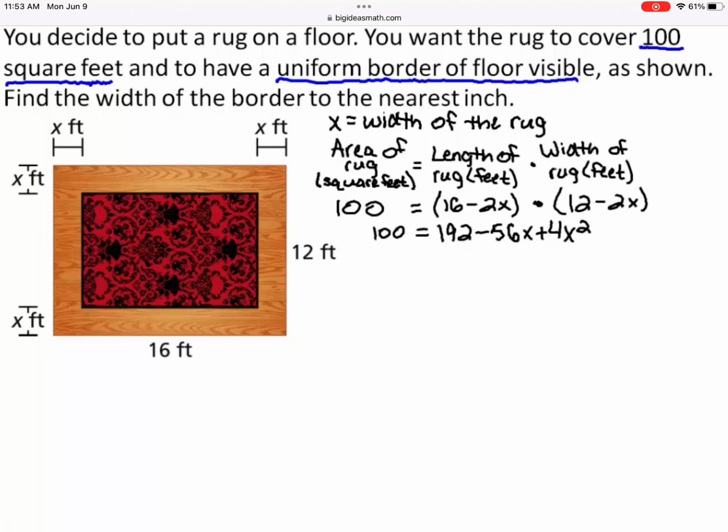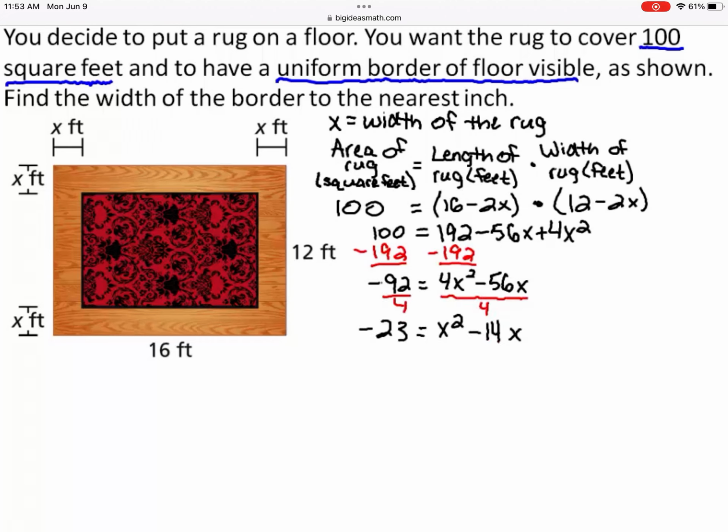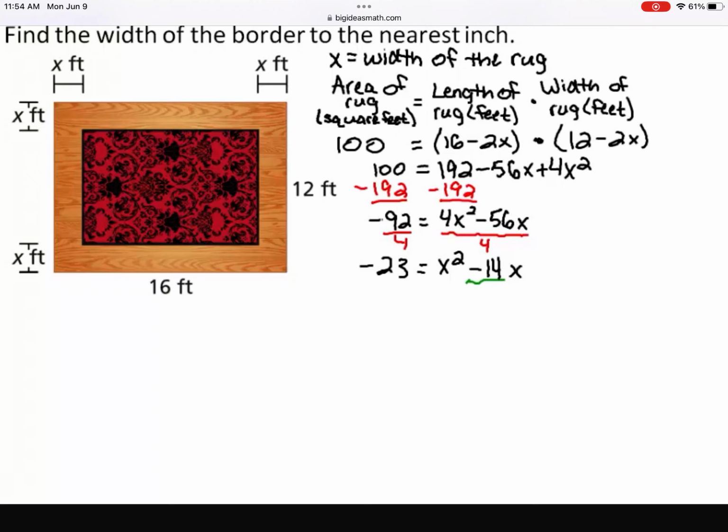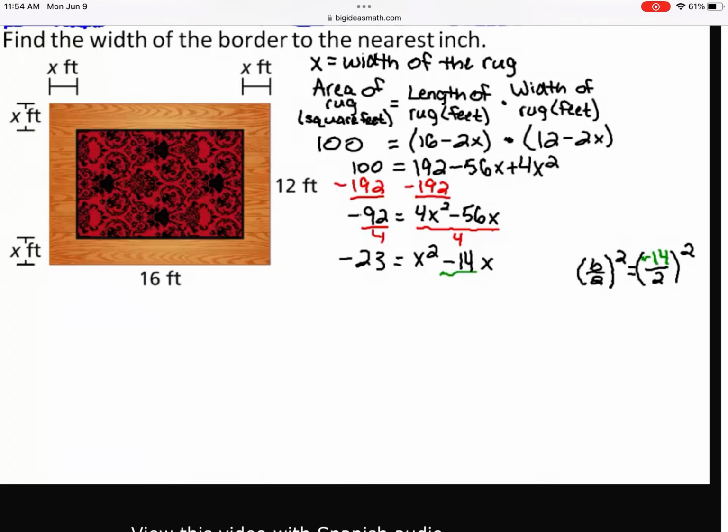To solve for x, first subtract 192 from each side, giving you negative 92 equals 4x squared minus 56x. Then divide each side by 4, giving you negative 23 equals x squared minus 14x. x squared minus 14x is of the form x squared plus bx, where b is negative 14. Because b is negative 14, the quantity b divided by 2 squared equals the quantity negative 14 divided by 2 squared, which simplifies to 49.